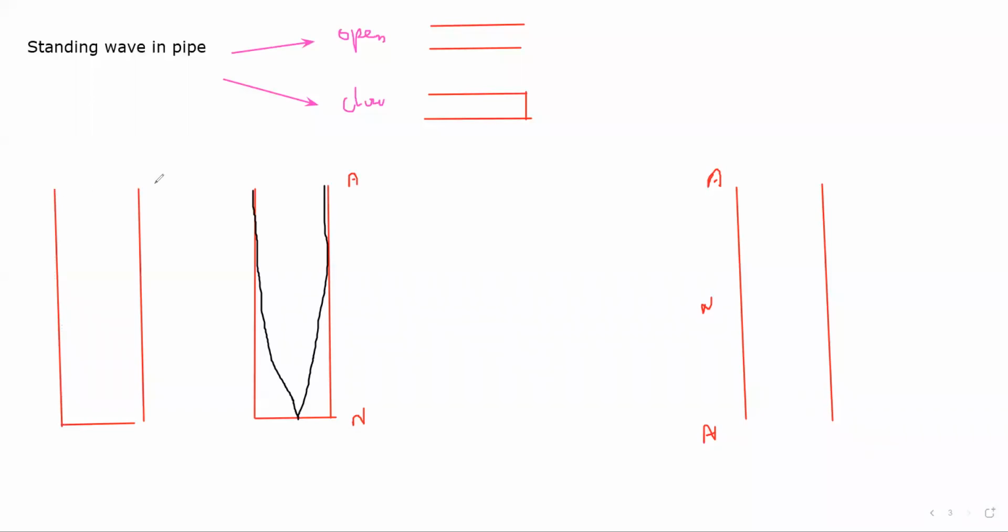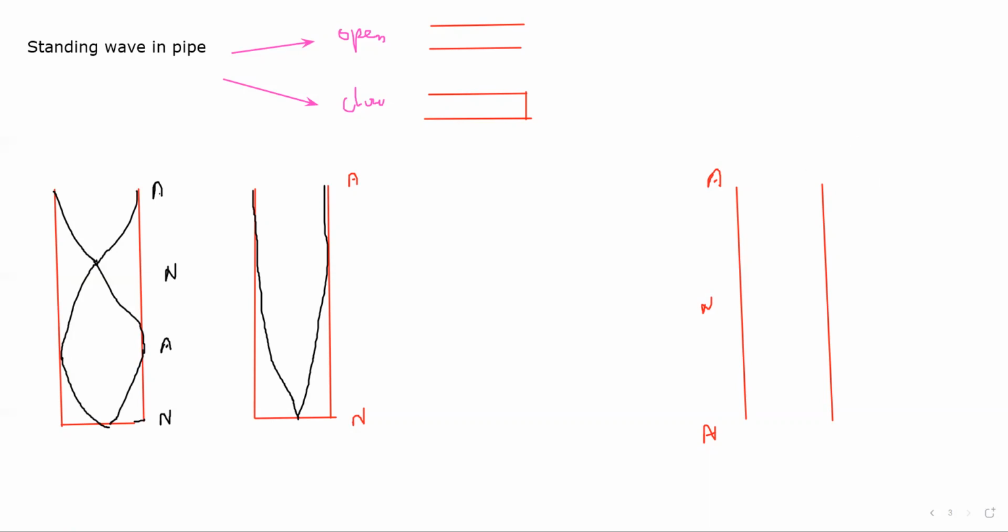in this manner. You may have a node always at the closed end and an antinode at the open end, but in between you may have more. You may have antinode and then you may have node again. So antinode and node: node means zero amplitude, then again antinode, which means maximum amplitude, and then again node, so minimum. This is how we represent the standing wave. So it can be like this.